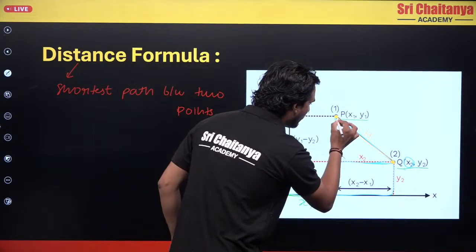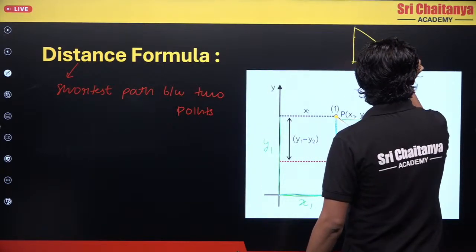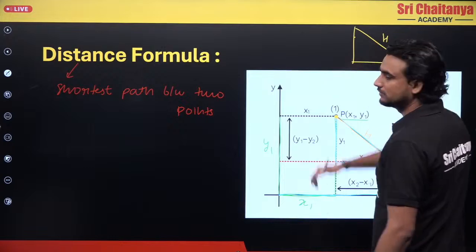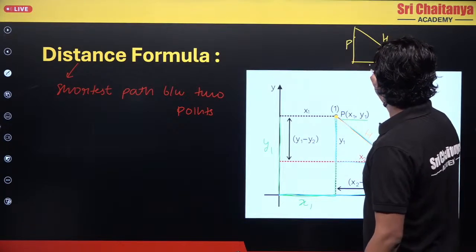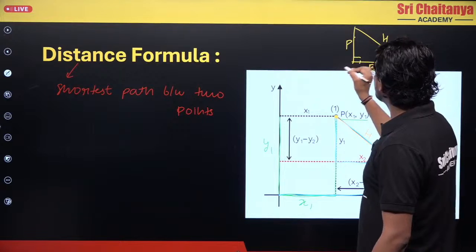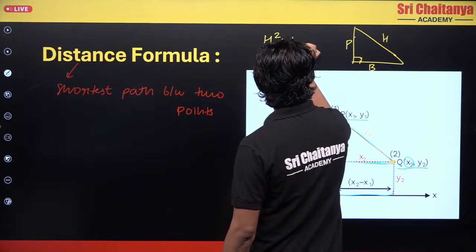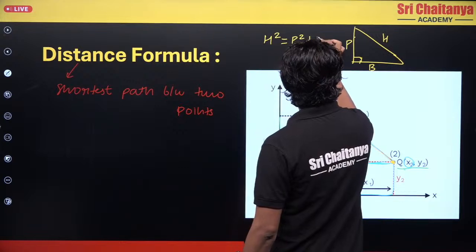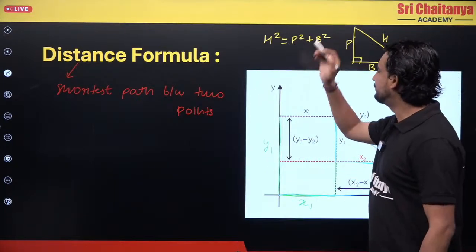So in a triangle, if I want to calculate this H, what do I need? I need the perpendicular and the base of the triangle. So what can I do in that case? I can say that H square is basically equal to P square plus B square. Correct? So now how can I find the perpendicular?